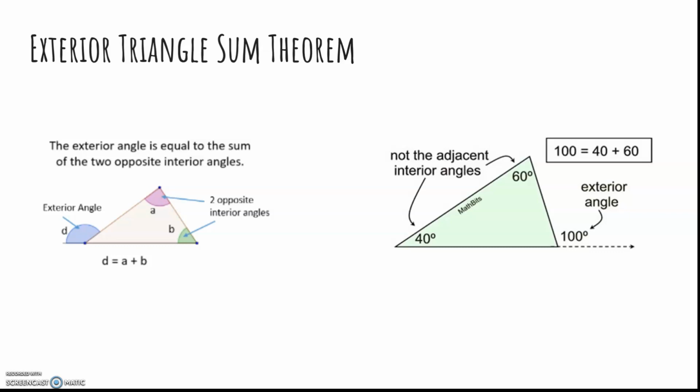The other half of our triangle sum theorem is the exterior triangle sum theorem. And this tells us that the exterior angle is equal to the sum of the 2 opposite interior angles. And what that means is if we take two angles, that sum will equal the outside opposite corner, the exterior angle.